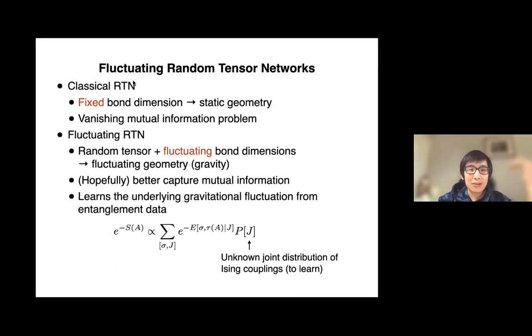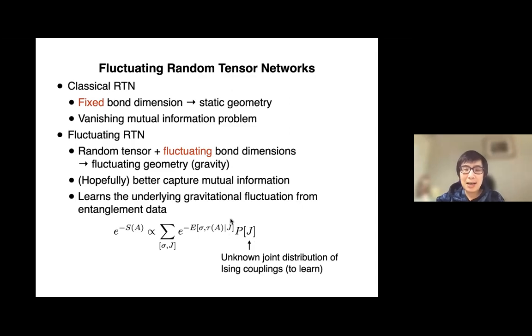Our study is built upon this foundation, and we try to further consider a fluctuating random tensor network, meaning that we not only have random tensors where the tensor elements are fluctuating in a Gaussian manner, we also have fluctuating bond dimensions. This will provide us a fluctuating geometry, which hopefully can describe some gravity modes, fluctuating modes. And we hope that this fluctuating random tensor network can better capture things like mutual information, those multi-region entanglement features. Of course, when you introduce this fluctuation, you can either say the bond dimension is fluctuating, or you can say the Ising coupling is fluctuating. They are basically equivalent.